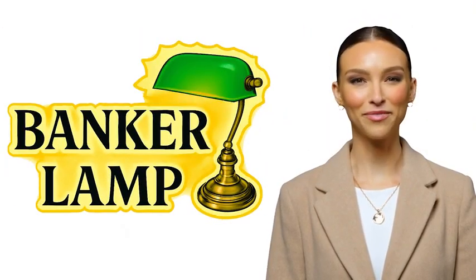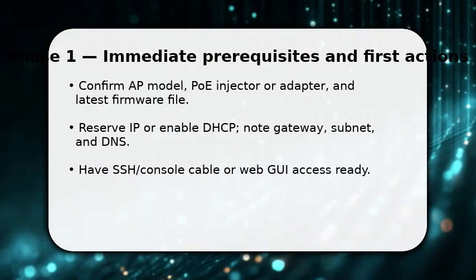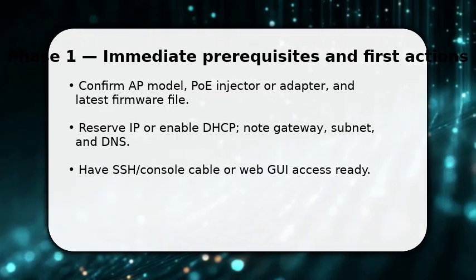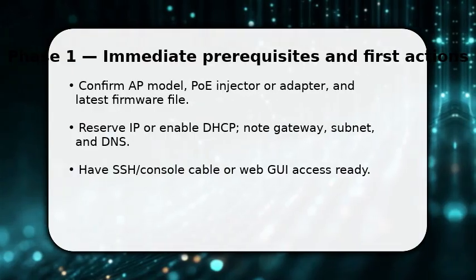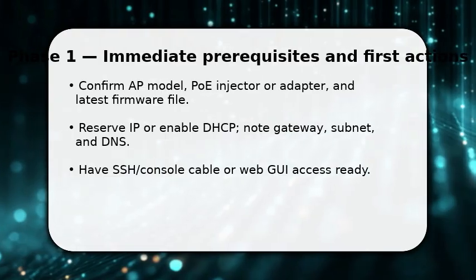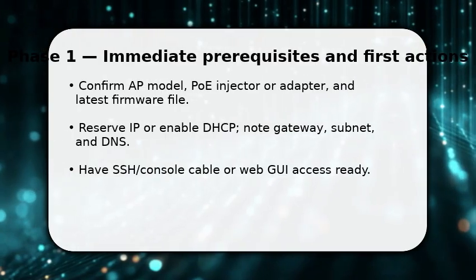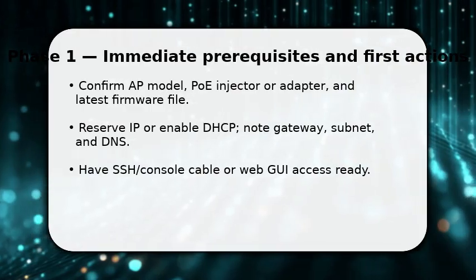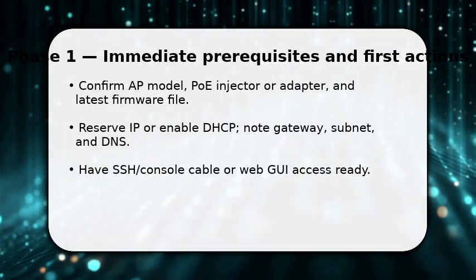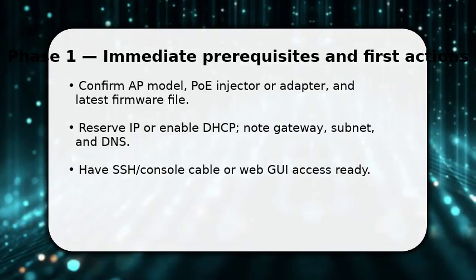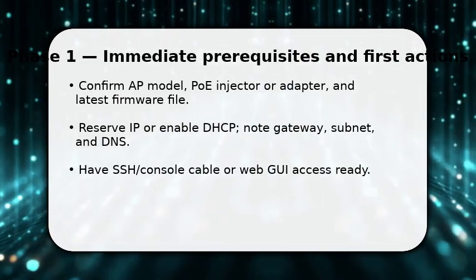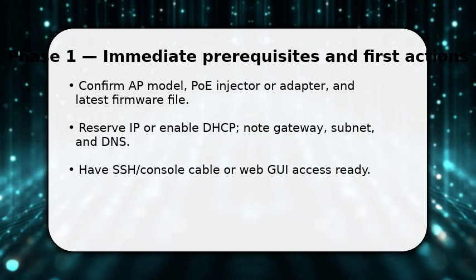Please enjoy the video. You start by confirming the exact Cisco access point model and whether it needs PoE or a 12V adapter. This matters because power method affects placement and cabling. Once done, make sure you have the latest firmware downloaded to your laptop and decide if you'll use DHCP or assign a reserved IP. Why? Consistent management access. Finally, plug power, connect Ethernet to your switch or injector, and wait for the AP LED to reach steady boot state before proceeding.